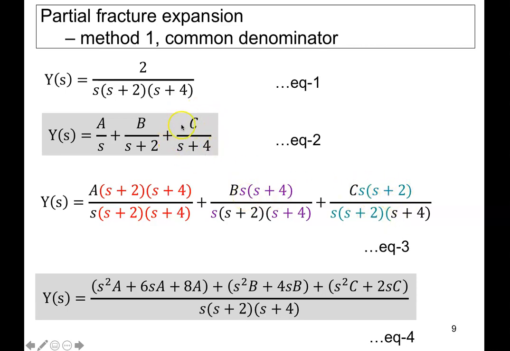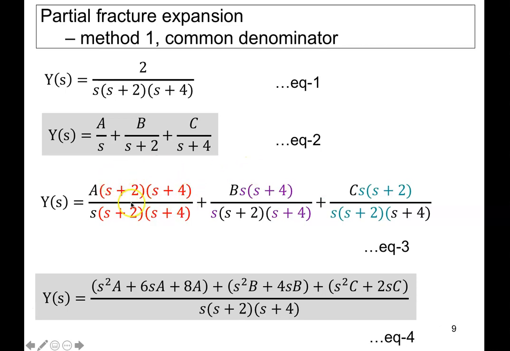Same goes for the third term. In the third term in equation 2, I have s plus 4. So I need to make up the common denominator. So I need to multiply s and s plus 2 to the denominator and the numerator at the same time. Now I have the same denominator for all three terms. Now, as you well know, because we have a common denominator, we can actually add the numerators together.